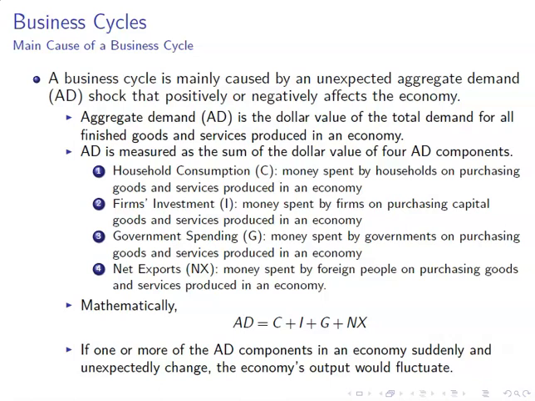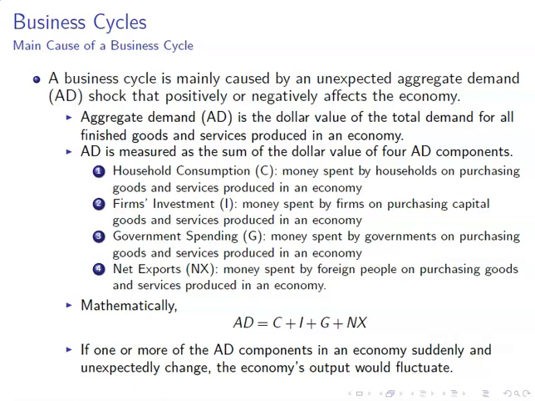Household consumption, C, is the amount of money spent by households on purchasing goods and services produced in an economy. Firms' investment, I, is the amount of money spent by firms on purchasing capital goods and services produced in an economy. Government spending is the amount of money spent by government on purchasing goods and services produced in an economy. Net exports are the amount of foreign money spent by foreign people on purchasing goods and services produced in an economy.